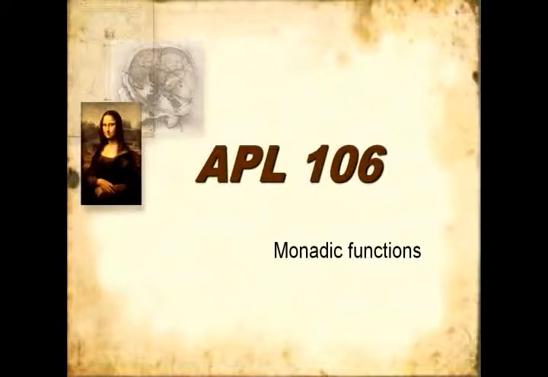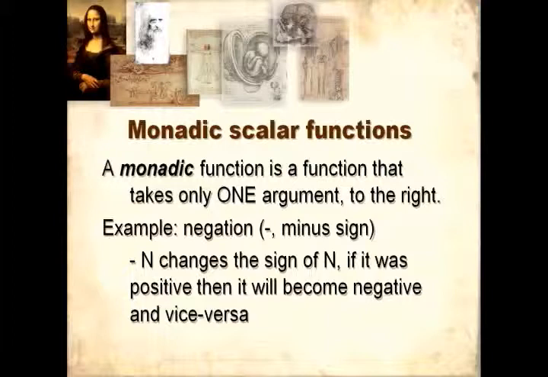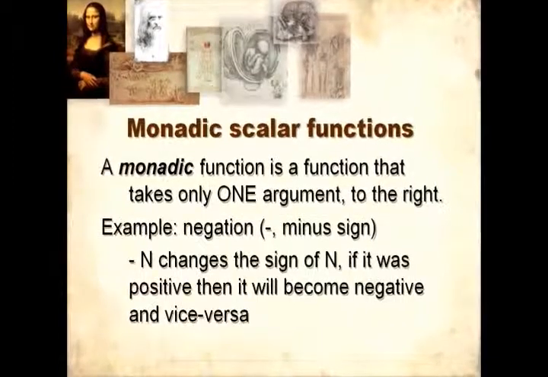This is an introduction to APL. Monadic functions. A monadic function is a function that takes only one argument, to the right. A scalar monadic function is a function that takes only one argument, but which applies to each of the elements in it. For example, negation.